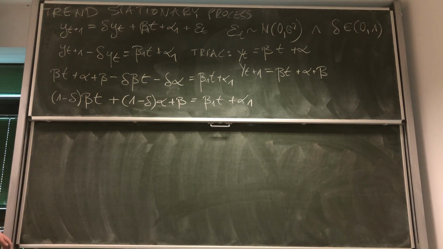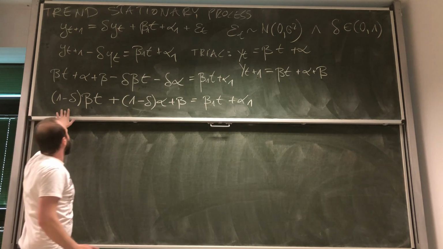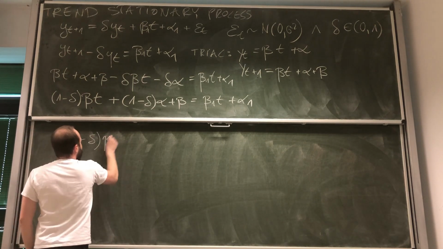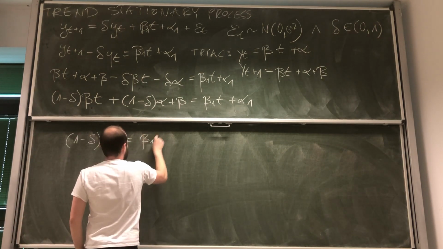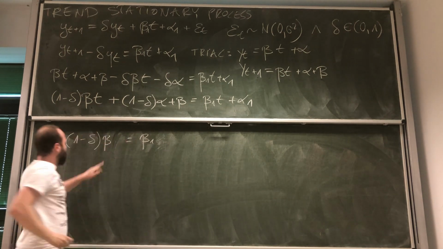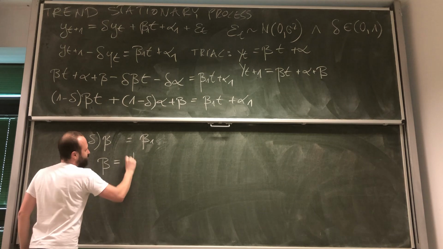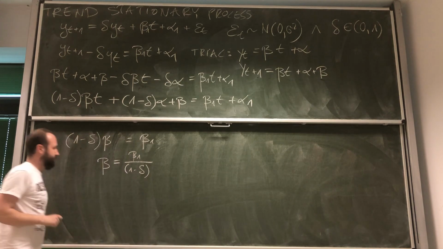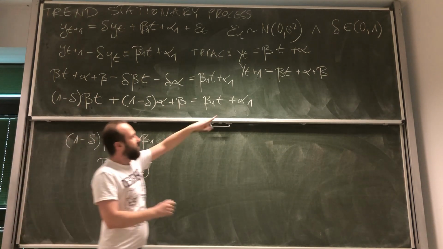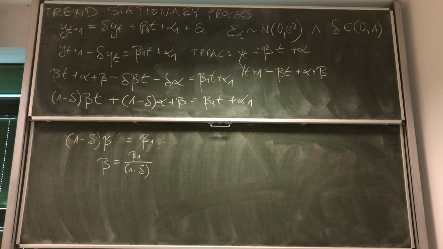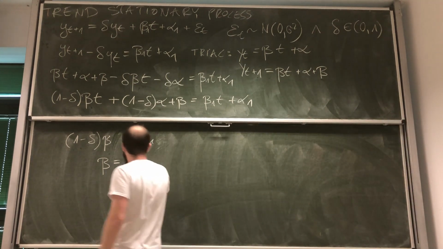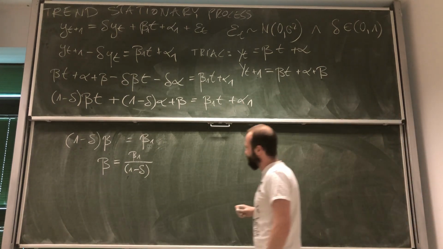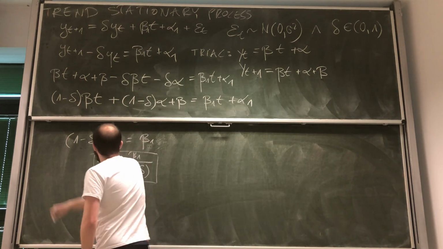Okay, so first we get that 1 minus delta beta t is equal to beta_1 t. Right? Okay, we don't need t's. We get that beta is equal to beta_1 over 1 minus delta. And we know that we can calculate it because we assume that delta is between 0 and 1. So this is just an expression, like assuming that beta_1 is positive, beta is just going to be positive. Okay, so we've got the first part.